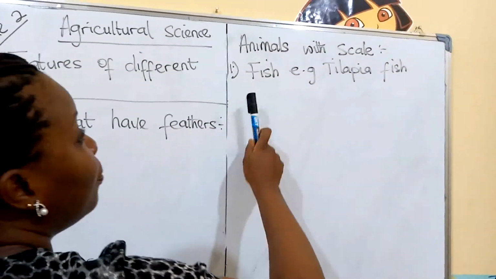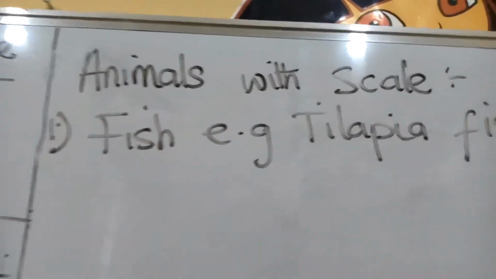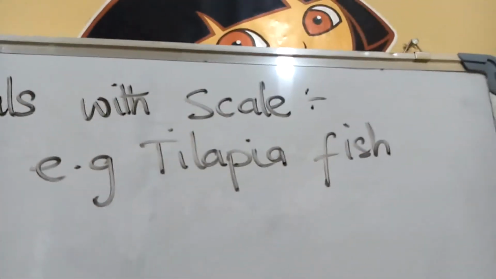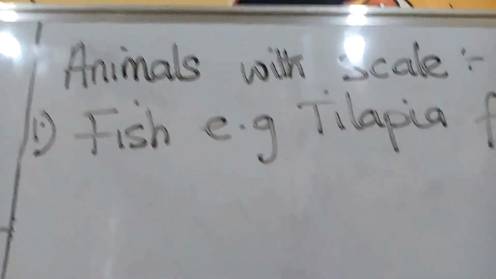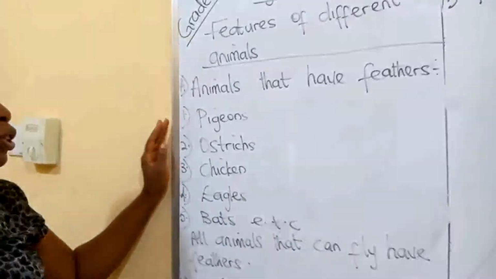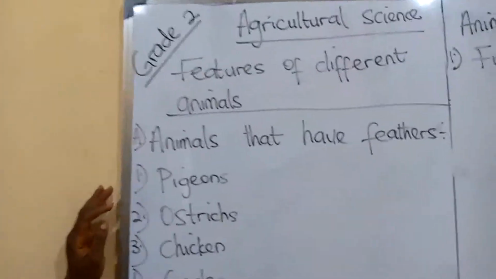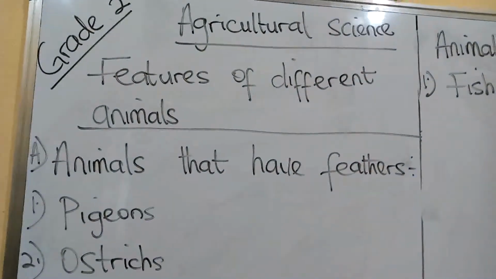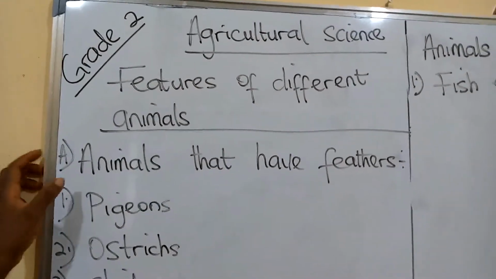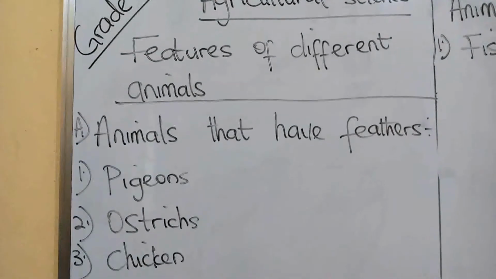Animals with scale: fish. And an example of those fish is the tilapia fish. All right, we want to go through our lesson one more time. Children, hope you are listening. It's very interesting. Make sure you observe animals carefully and tell me the one with feathers, the one with hair, and the one with scale.